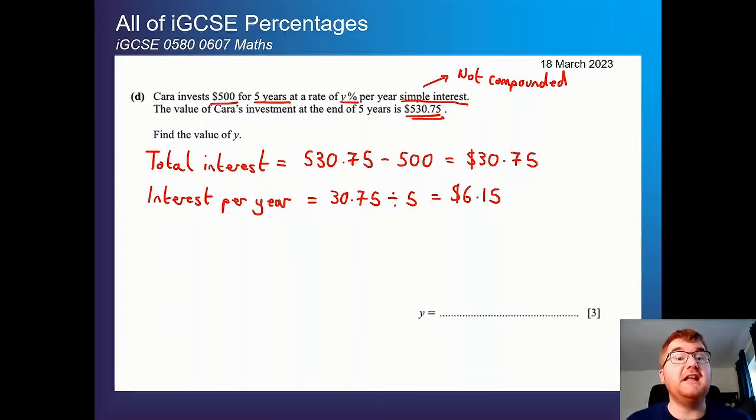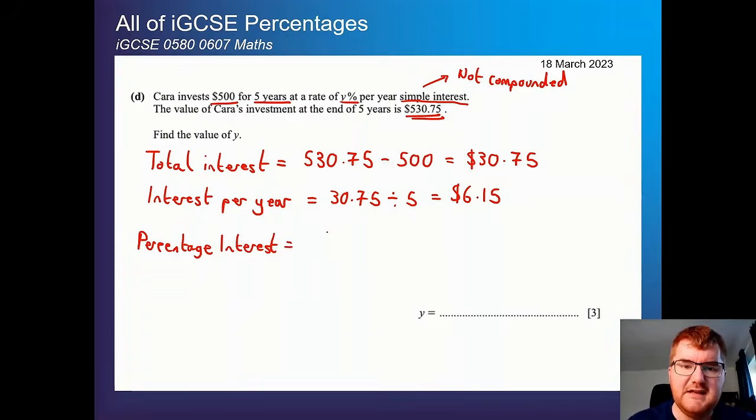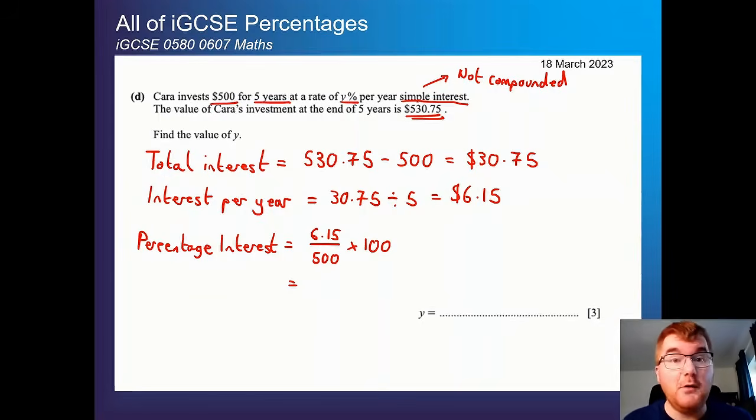So once we know that's the amount of interest that she makes in 1 year, we want to work out the percentage that it is increasing by. The way we will do this to find this percentage interest is we'll take the 6.15, the answer we got before, divided by the original, so that's going to be 500, and then times by 100 to ensure we get a percentage at the end. So let's pop it in the calculator this time and see what we get.